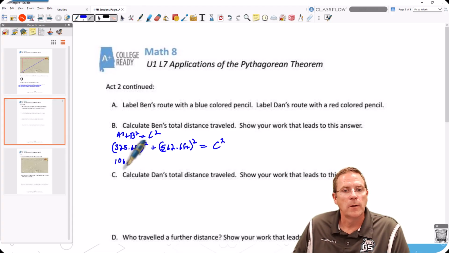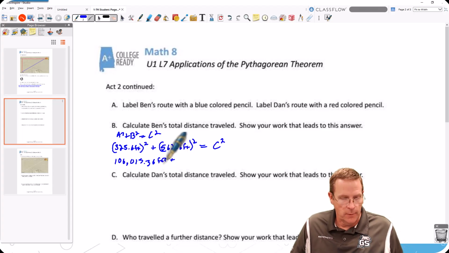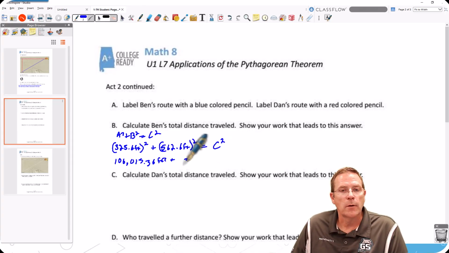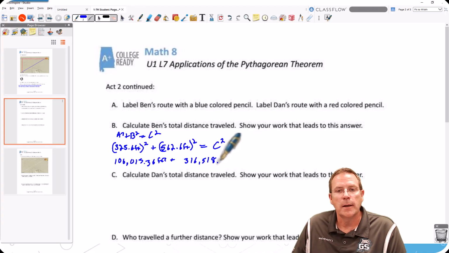106,015.36 feet squared. And then we're going to do the other leg, which is 562.6 times 562.6 again. That one's going to give us 316,518.76 feet squared.